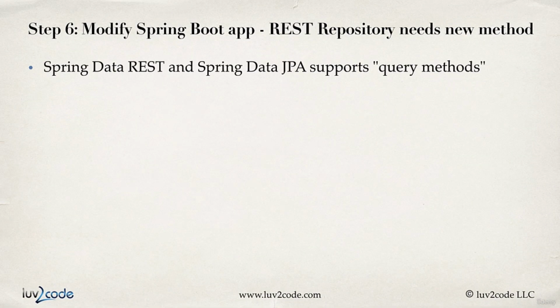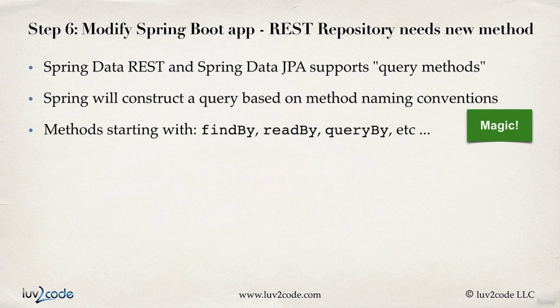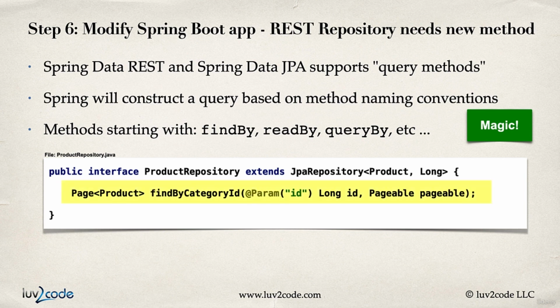Spring Data REST and Spring Data JPA support query methods. Behind the scenes, Spring will construct a query based on method naming conventions. Ooh, magic. Methods starting with find by, read by, query by, and so on are called query methods. In this example in my repository, I'm going to add this new method, find by category ID. Since this method starts with find by, it's known as a query method, and Spring will do some special processing on this given method.